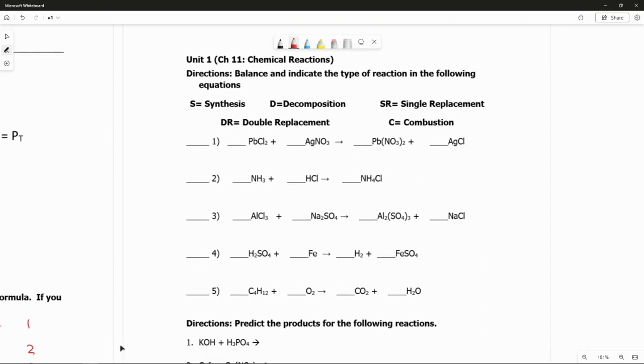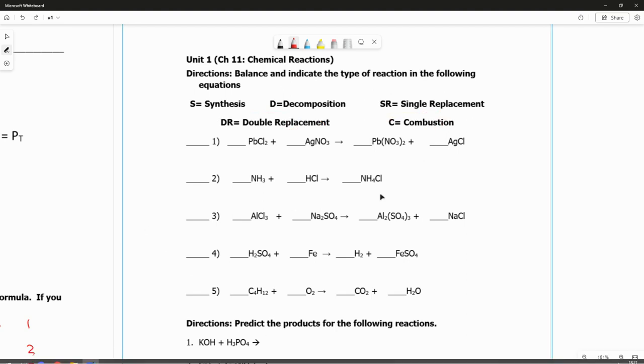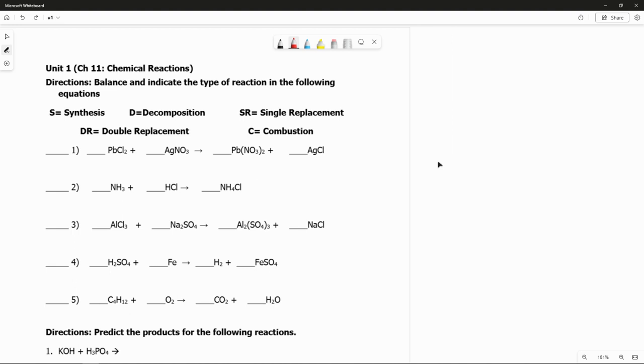So, moving on to Unit 1. This is going to cover chemical reactions. The directions say to balance and indicate the type of reaction in the following equations. There are 5 types of reactions you need to know: synthesis, decomposition, single replacement, double replacement, and combustion. I want to elaborate on each of these right here.